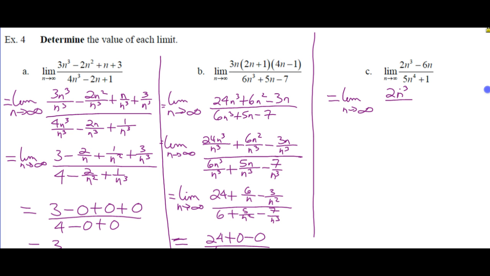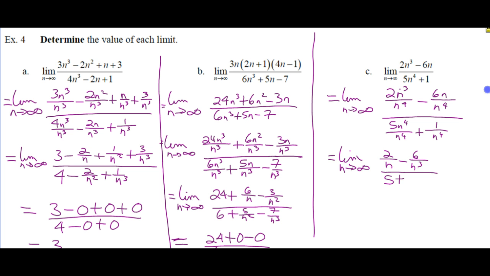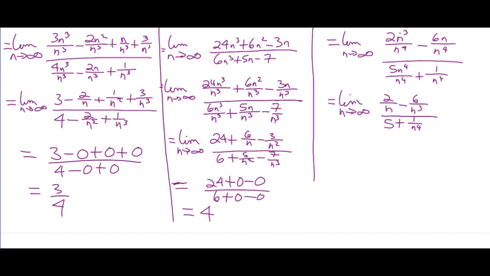But, you know, formally showing that. What do we got? 2 over n. So the limit as n approaches infinity of 2 over n is 0. And 6 over n cubed is 0. So in the numerator, we get 0, and the denominator, we've got 5. And 0 over 5 is 0.